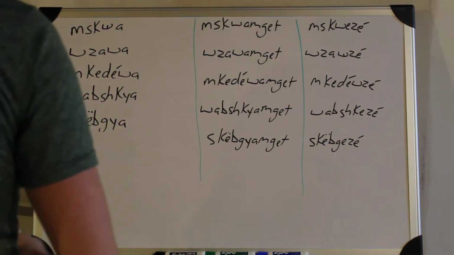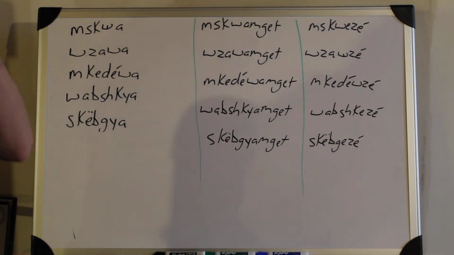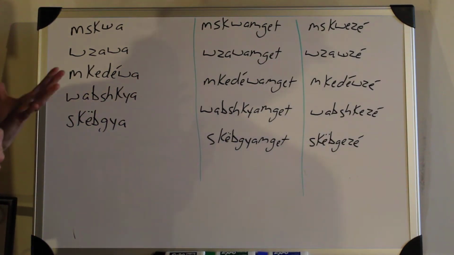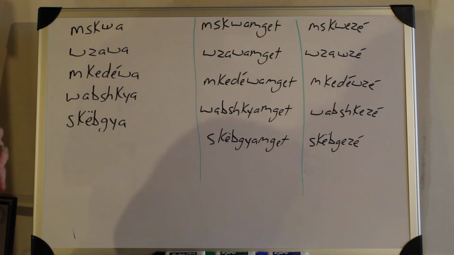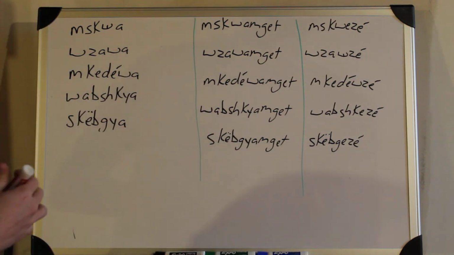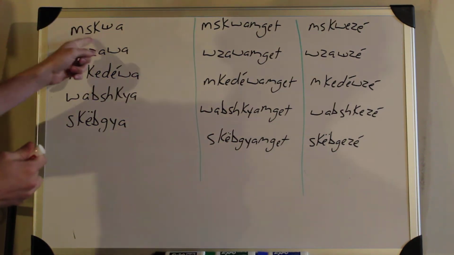Bonjour. So today we are going to talk a little bit about colors. In Potawatomi, there are five basic colors that we describe. There are also other ways to describe other colors you might come across, but they're going to be more descriptive and a lot longer. So we'll start off with these.